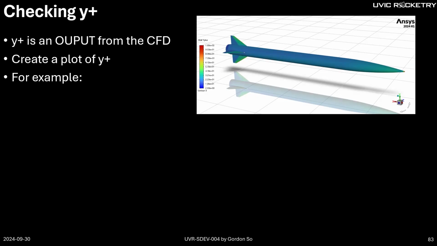Because if we're interested in the shear stress on the skin for some reason, this is not good enough because it's not capturing anything.